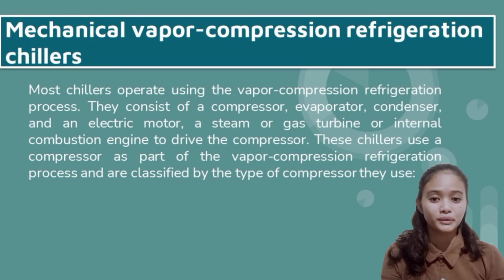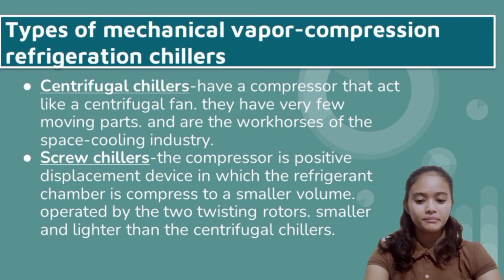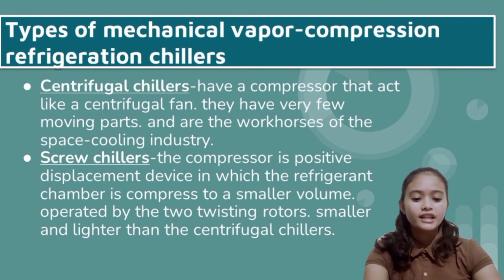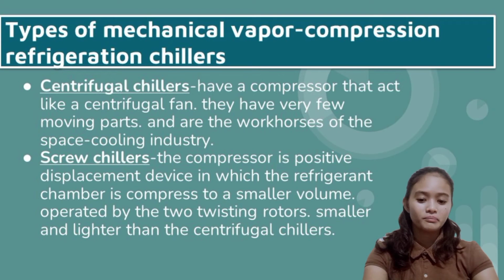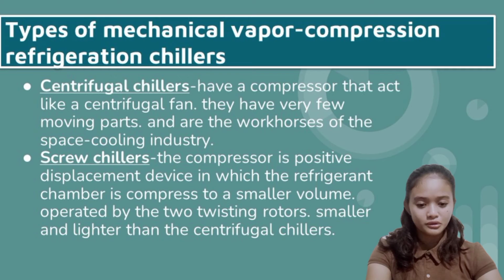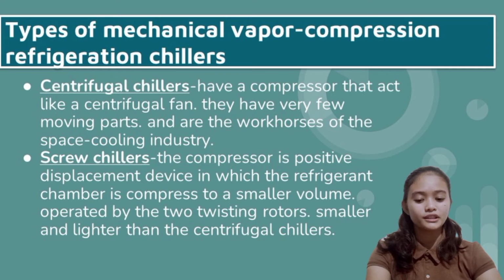These are the following. The first type is the centrifugal chiller. The centrifugal chillers have a compressor that acts like a centrifugal fan. It compresses the vapor flowing through it, spinning it from the center of an impeller wheel radially outward so that centrifugal forces compress the vapor. Some machines use multiple impellers to compress the refrigerant in stages. They have very few moving parts and are workhorses of the space cooling industry.